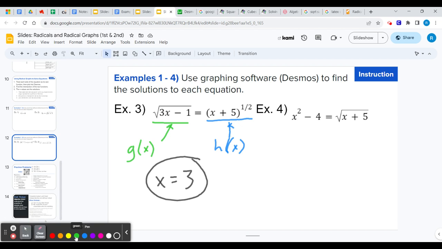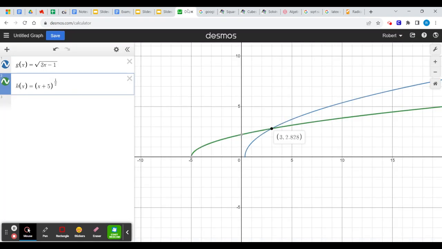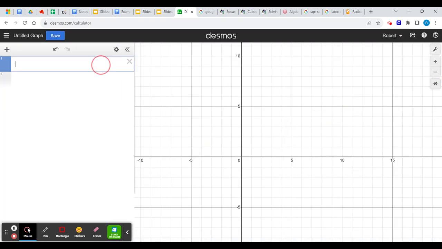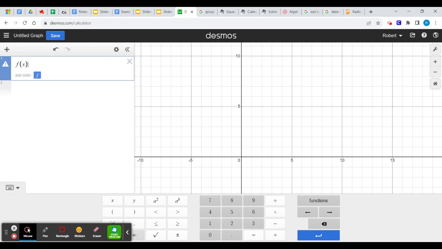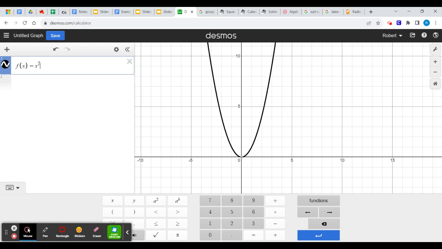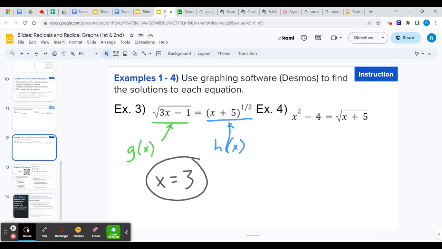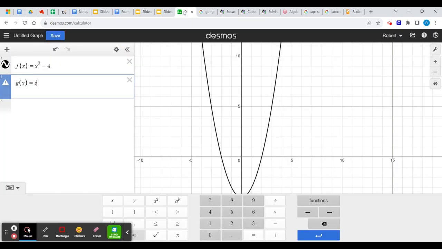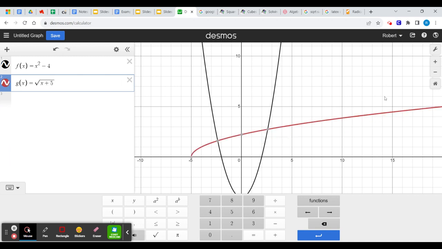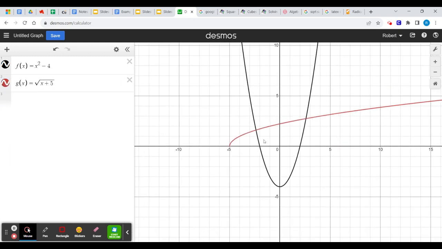And finally, in example 4, you can name these functions however you want to, and I'll leave them blank right now just to let you have that freedom. And we'll go into our Desmos. We're going to put x squared minus 4 on one side. And I'll make mine f of x here, x squared minus 4. And our g of x is going to be equal to that second side of the equation, the square root of x plus 5. If you look at this graph here, we have two intersections, so that means there are two solutions.